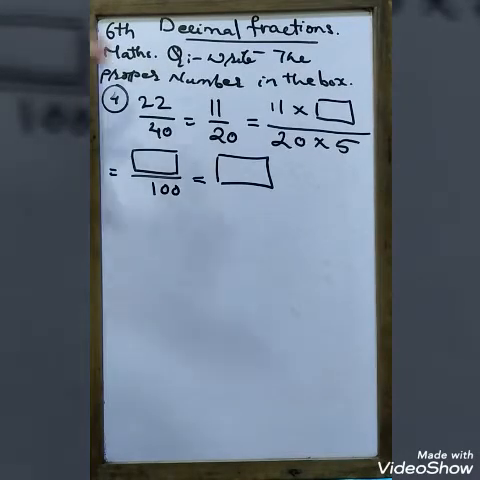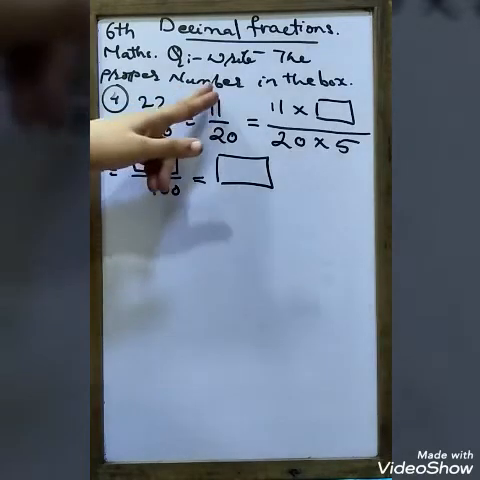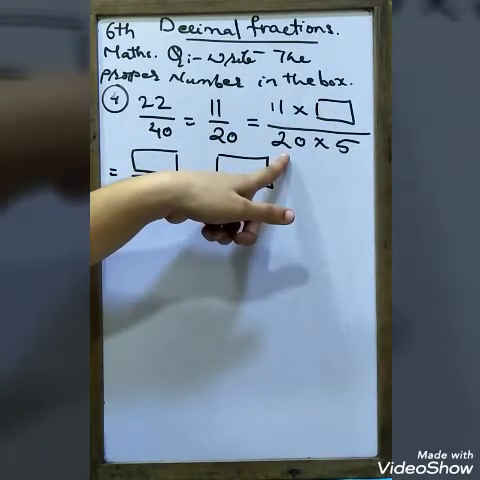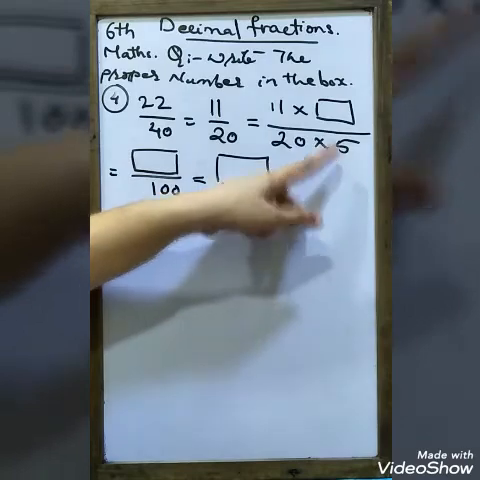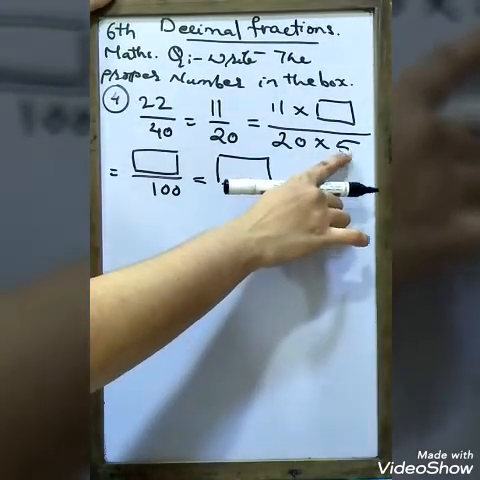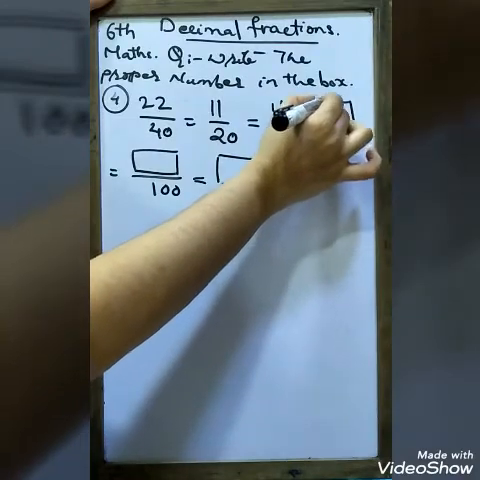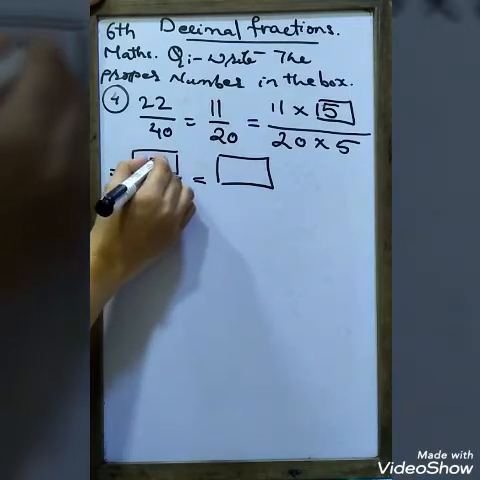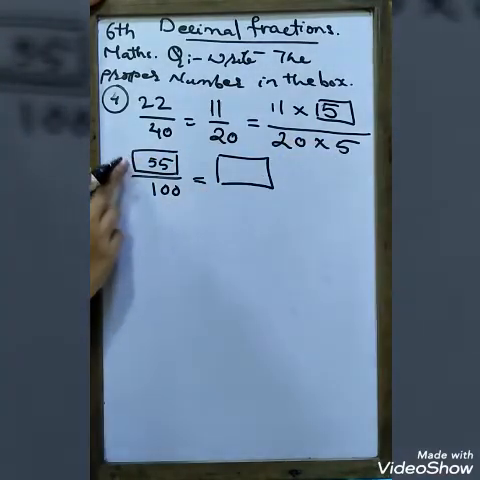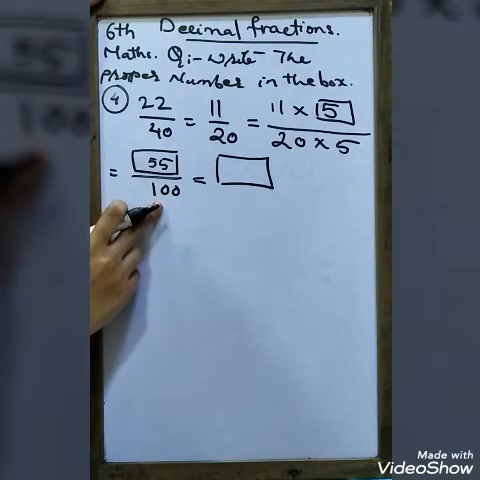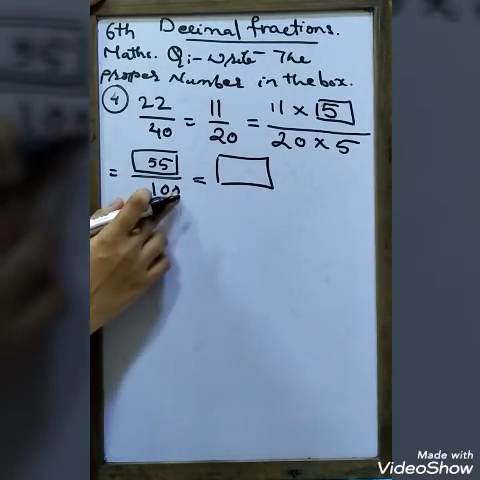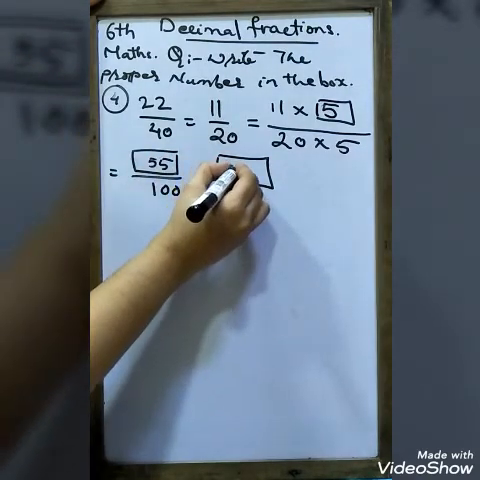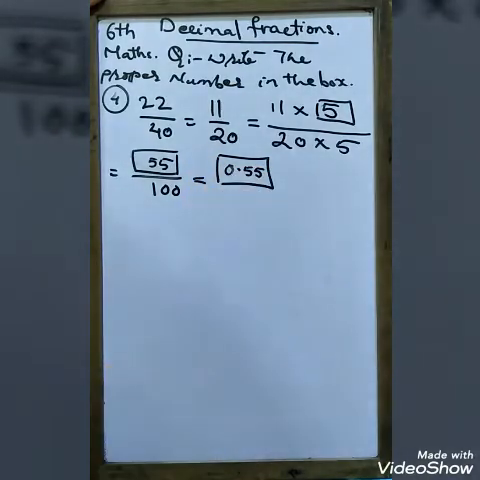Now the fourth question is given to us. 22 upon 40 is equal to 11 upon 20 is equal to 11 into a blank, then denominator 20 into 5. Now if the 5 is in the denominator, definitely it should be written in the numerator. So 5 will come here. So 11 5s are 55 and 20 5s are 100. Now 55 upon 100, so the decimal will come after the two digits, 1 2. So 0.55 will be the answer.